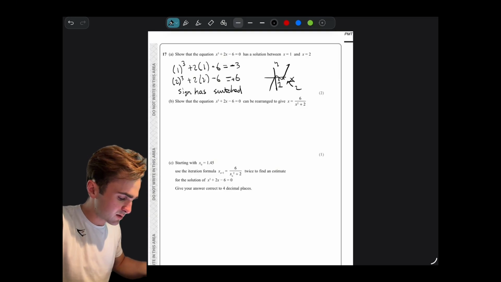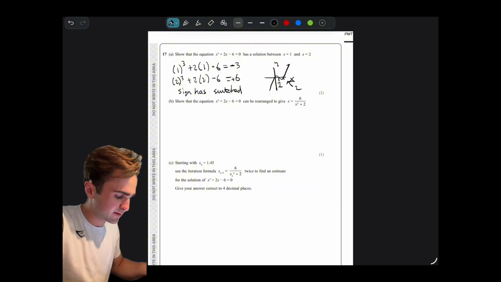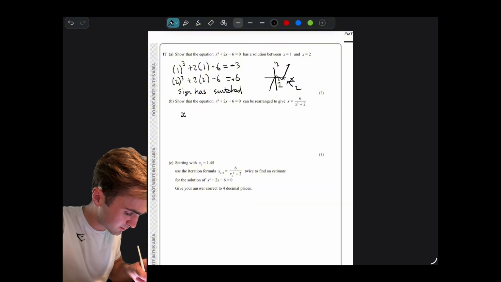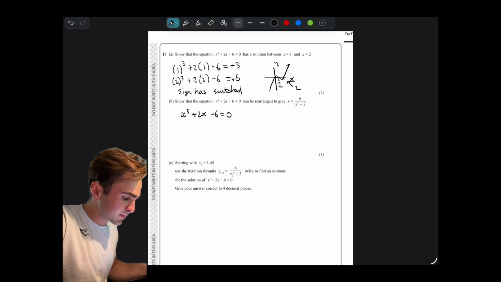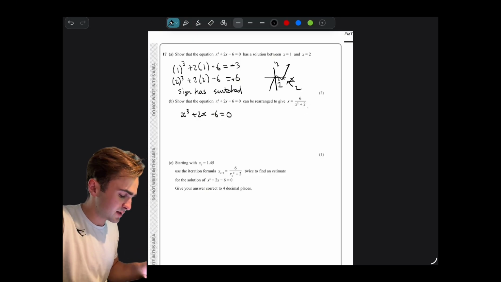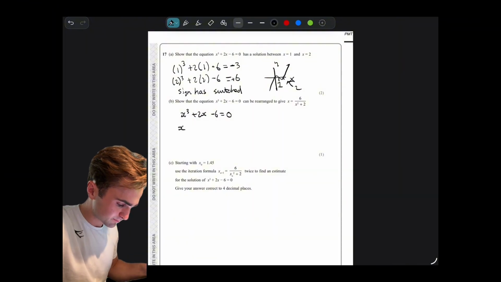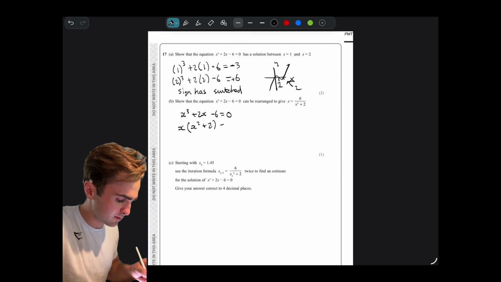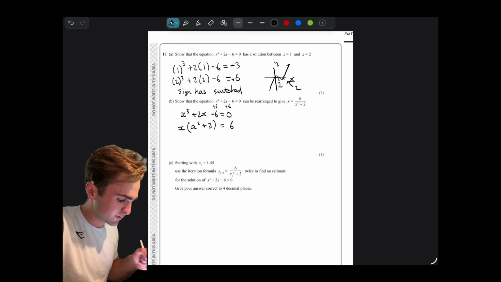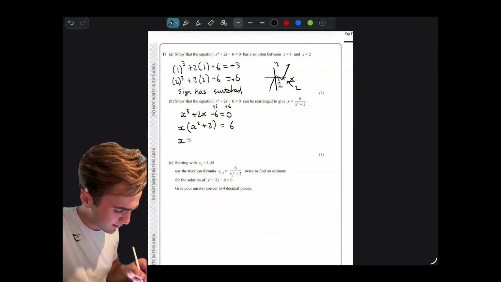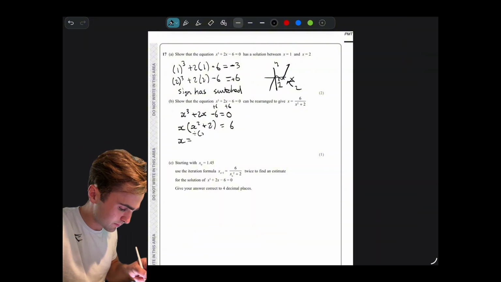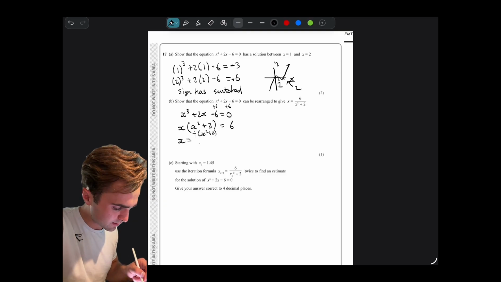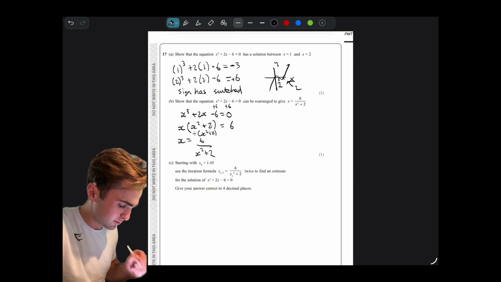B, show that the equation x cubed plus 2x minus 6 equals 0 can be arranged like this. So we first write it out. Now, if we look at what we have, we need to isolate an x somewhere. So we're going to take this x out, factorize x squared plus 2, and then add the 6 to both sides, equals 6. All of a sudden it's come alive, this question. So we have x equals, and we're going to divide the whole bracket, so we have 6 over x squared plus 2.